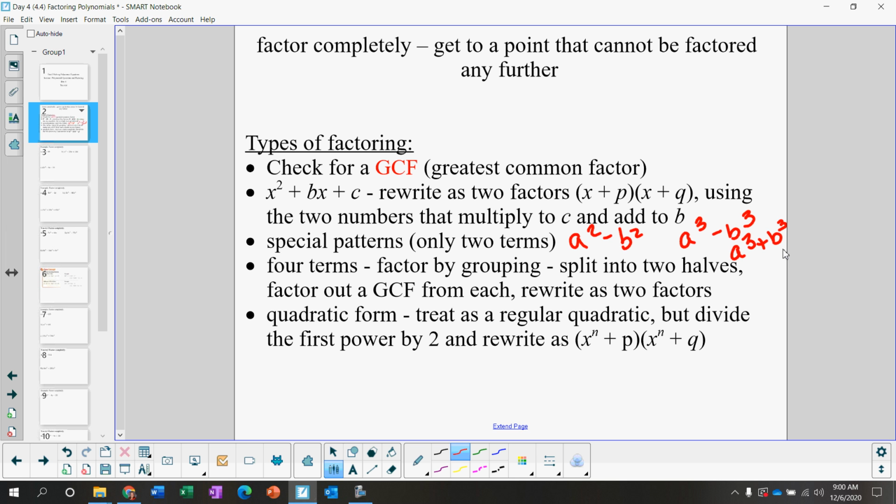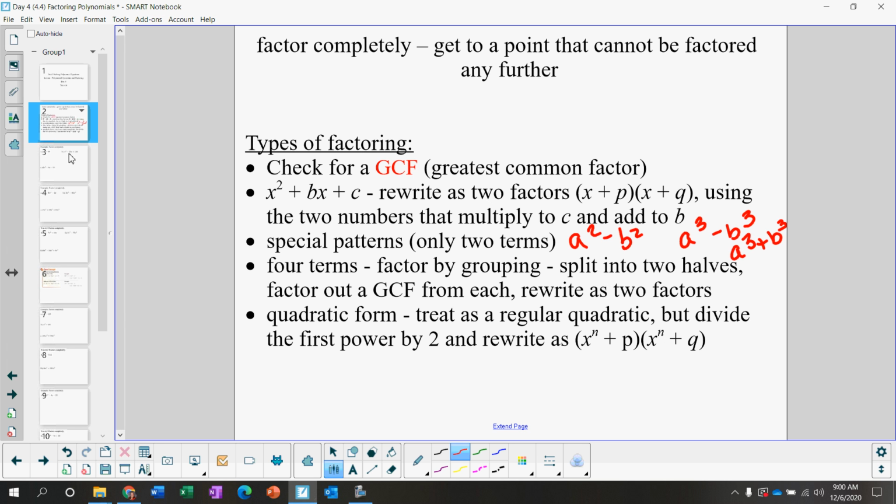We can also factor with four terms, and to do that, we will try factor by grouping. That's where we split the four terms into two halves. We take a GCF from each, and then we'll rewrite that as two factors. And then the last one is quadratic form. So we're going to treat that as a regular quadratic, but we're going to divide the first power by 2 to get what really is going to go here. So if it was x to the 6th, this is now x to the 3rd and x to the 3rd.